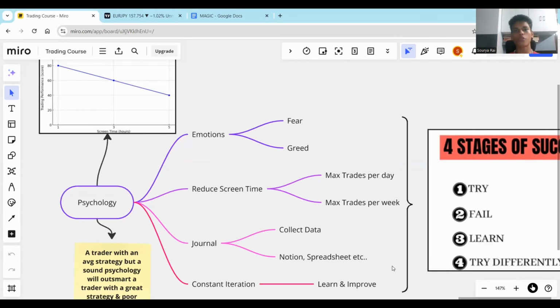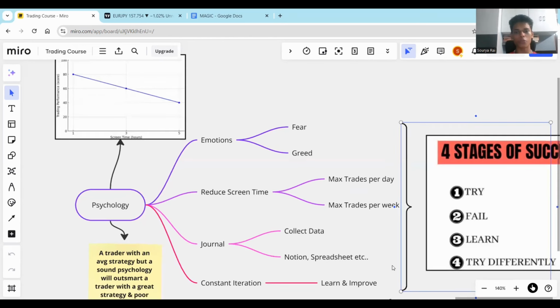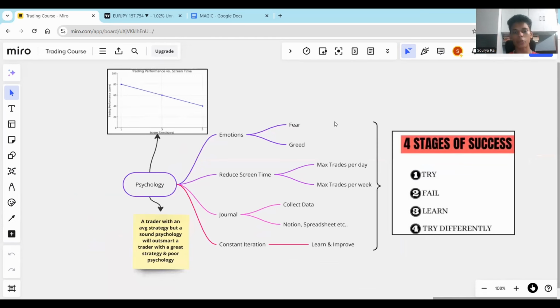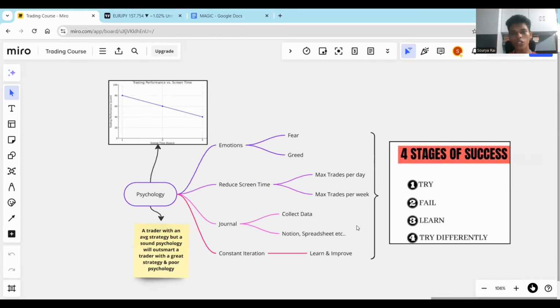Remember, it's a journey of constant iteration, and just because you watch this video does not make you a profitable trader, but as long as you keep learning and getting more experience, eventually those profits will come. The only way to succeed is try, fail, learn, and try differently. So keep improving, keep learning, and I'm sure one day you will get there.